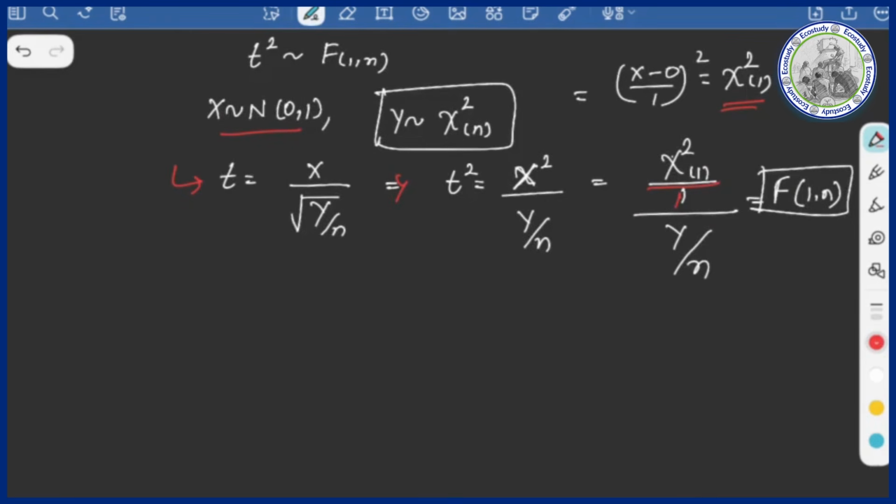Now I am going to start the last portion, that is the method of maximum likelihood estimation. Okay, so this estimation was first introduced by R.A. Fisher.